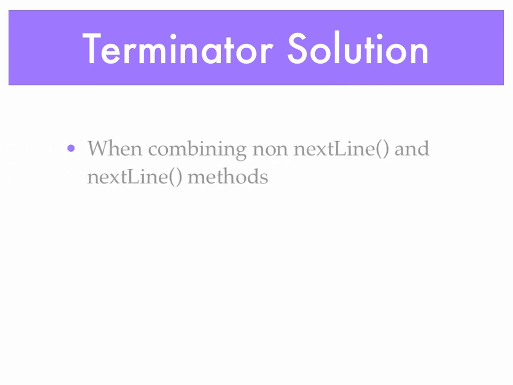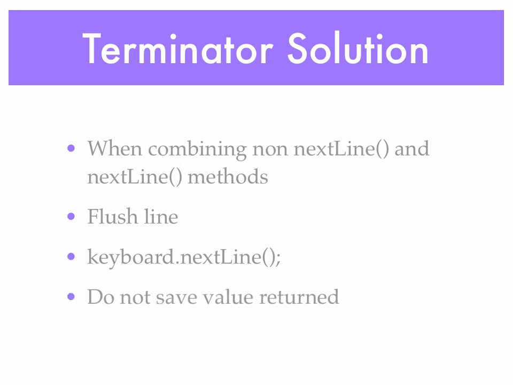So when we're talking about a terminator problem, that is when I'm combining nextLine and non-nextLine methods, what I need to do is flush the line. And I'll do that with just keyboard.nextLine, and that'll advance the read head to where I want it to be. I don't save the value returned because I'm just trying to get past that return key.